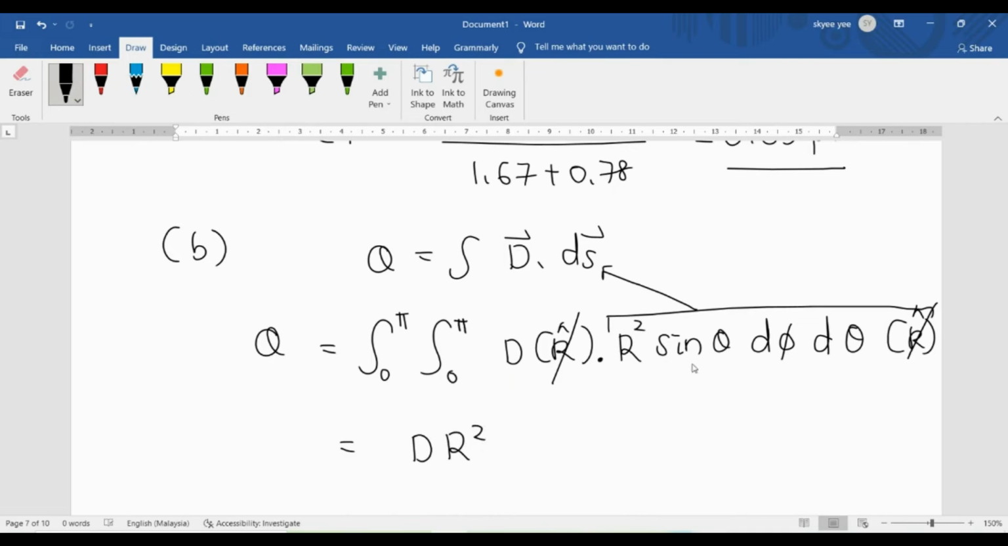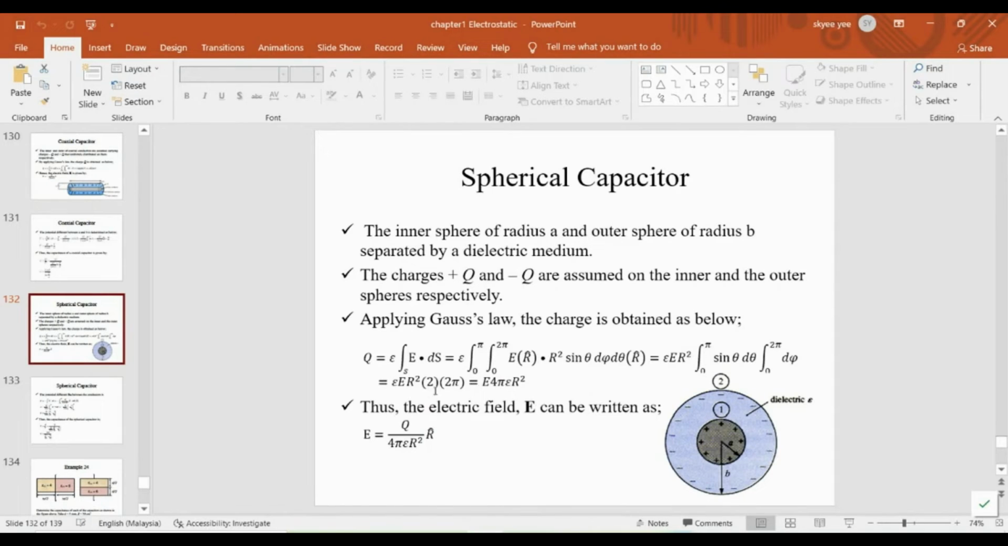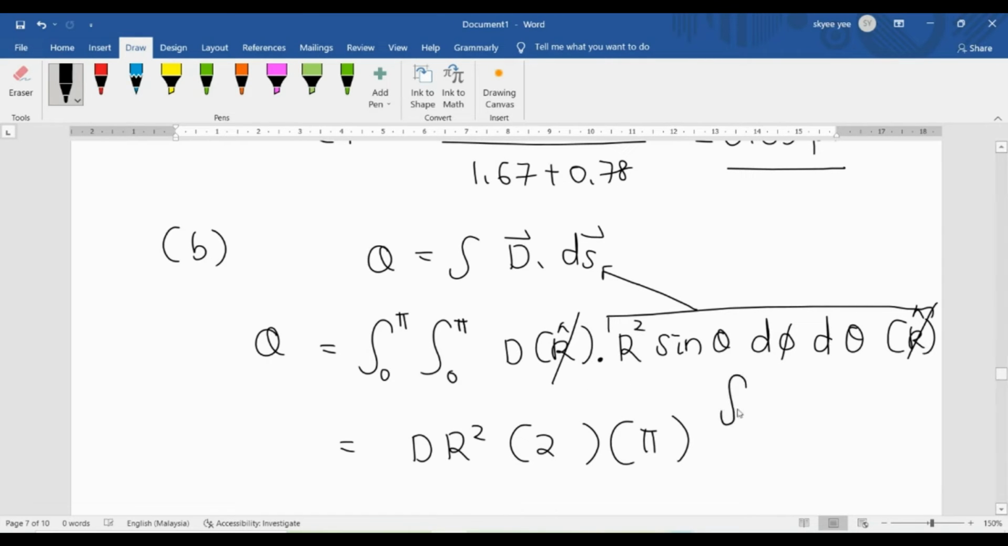When you integrate from 0 to pi, this sine theta d theta, you will get 2. And the other one, d phi, you will get pi. So you can see the difference: you will get 2, and this one you will get pi. You can press the calculator if you don't understand. 0 to pi sine theta d theta gives you 2, and when you integrate d phi, this one gives you pi.